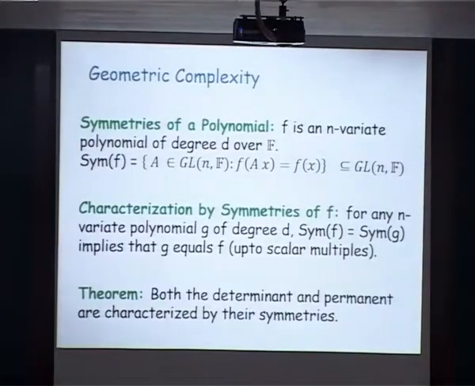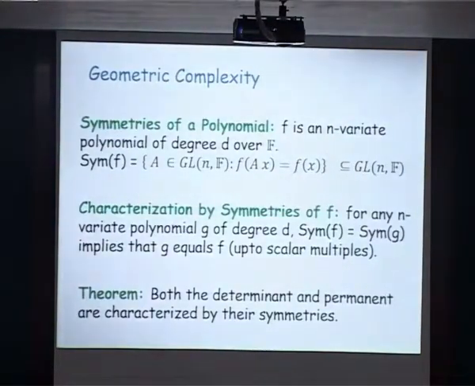So geometric complexity theory, by the way, this is a nice exercise: try to figure out exactly what the symmetries of the determinant and the permanent are. Once you figure out exactly what the group of symmetries is, it's relatively easy to see that these two polynomials are in fact characterized by their symmetries.